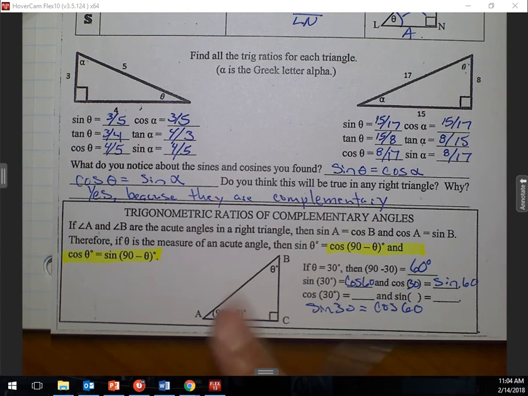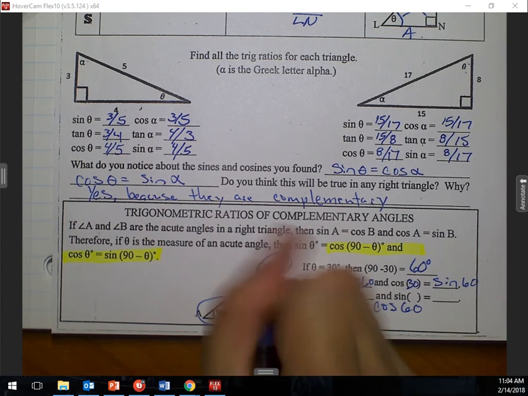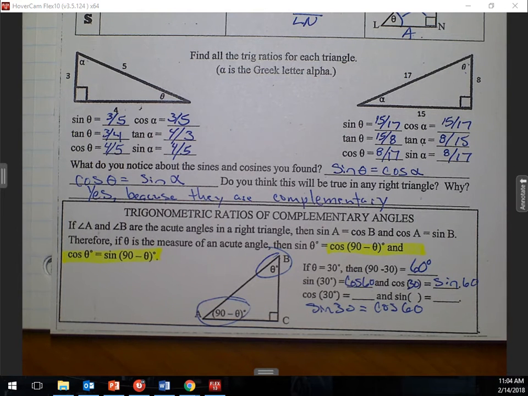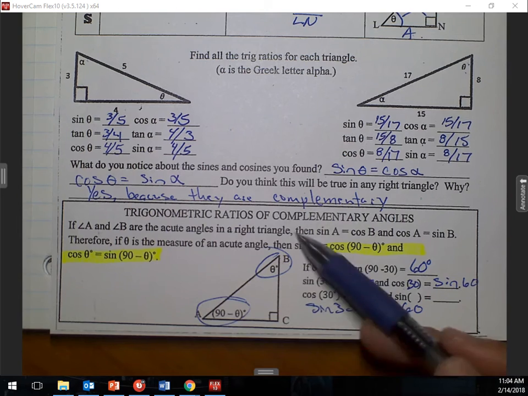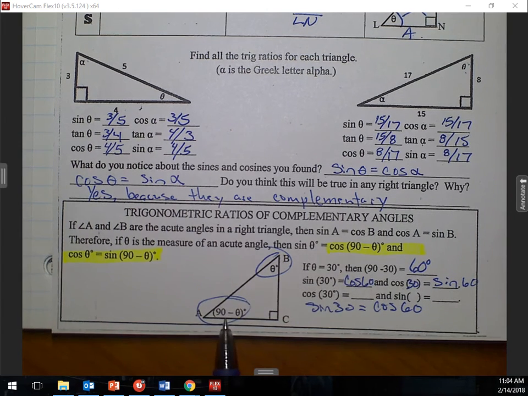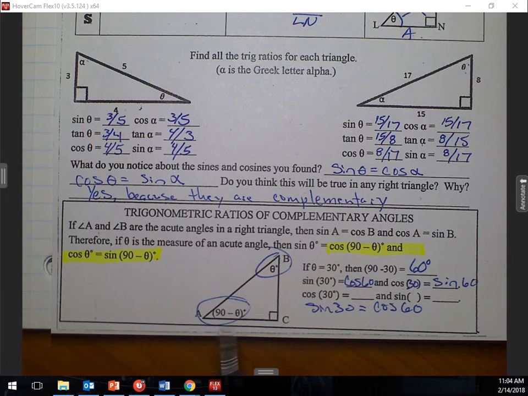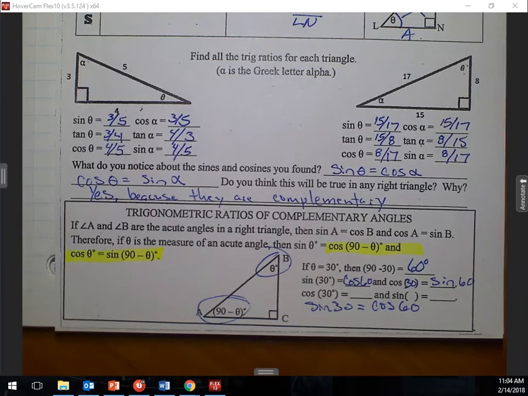These two angles together have to add up to 90. So if you have one, can you find the other? Say yes. If you have one of them, just take it away from 90. If you have this one, 90 minus that is going to give you this angle over here. Kind of makes sense? Yeah. Okay.